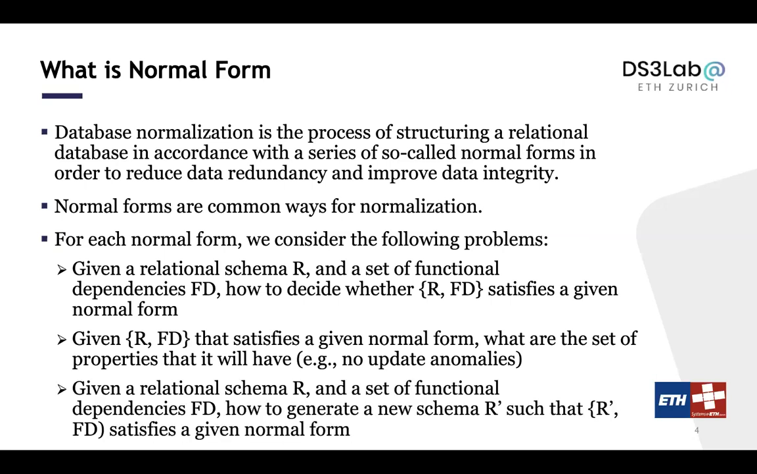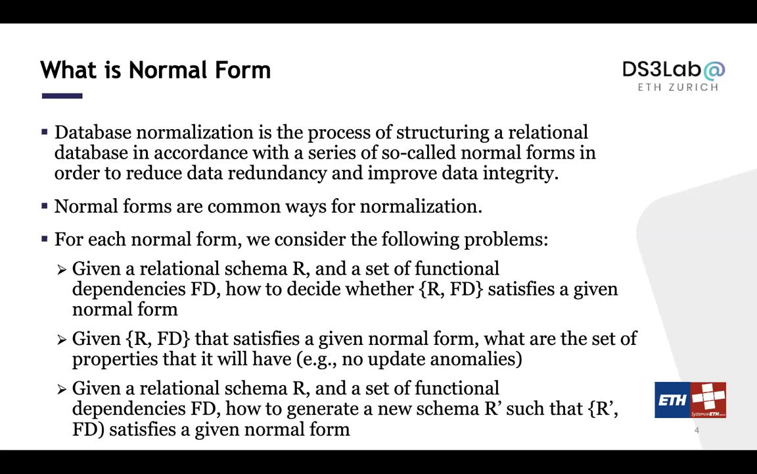And the third question we want to understand is, given a relational schema R and a set of functional dependencies, assuming R and FD does not satisfy a given normal form, how can we create a new schema, R prime, such that it satisfies the normal form we wanted to satisfy?